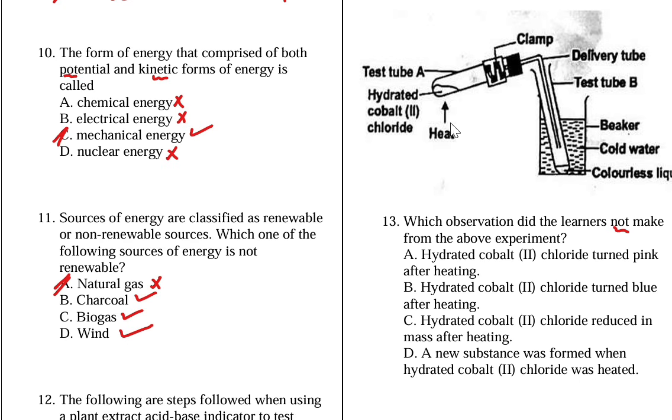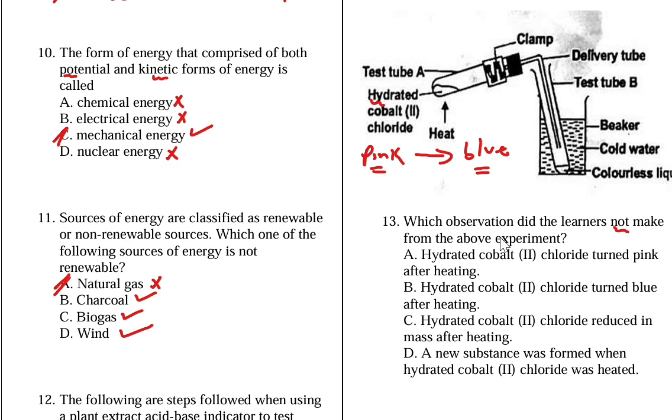The first thing you have to know is that hydrated cobalt 2 chloride is pink in color. When you heat it, you're going to remove the water of crystallization. Hydrated means it has water. Therefore, when you heat it, the water will be removed. So we remain with anhydrous cobalt 2 chloride, which is blue in color. So it is pink, and when you heat, the color changes from pink to blue.